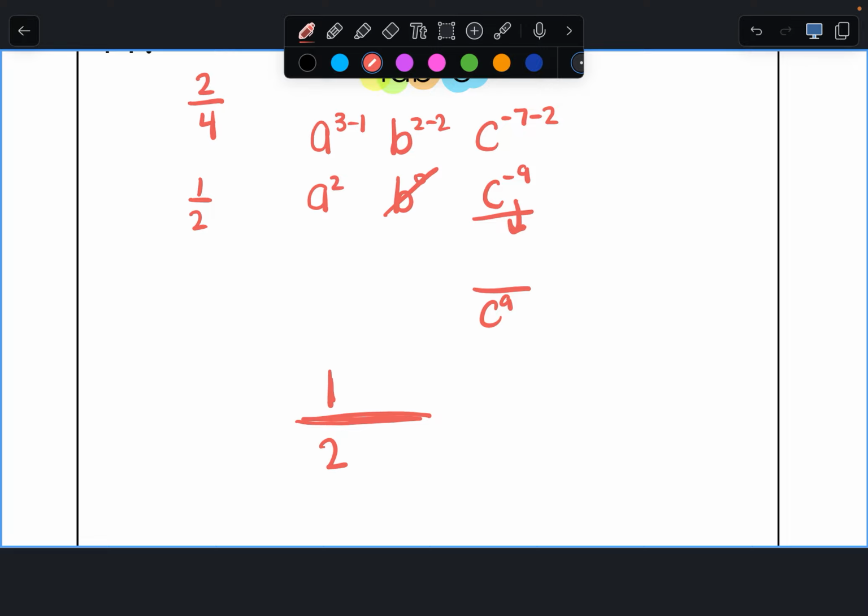So it's a fraction and a fraction. A squared is positive. Leave that at the top in the numerator. And then B got canceled out. C to the 9th ended up where? The bottom, in the denominator. Okay, so the 1/2 gets separated. I see.